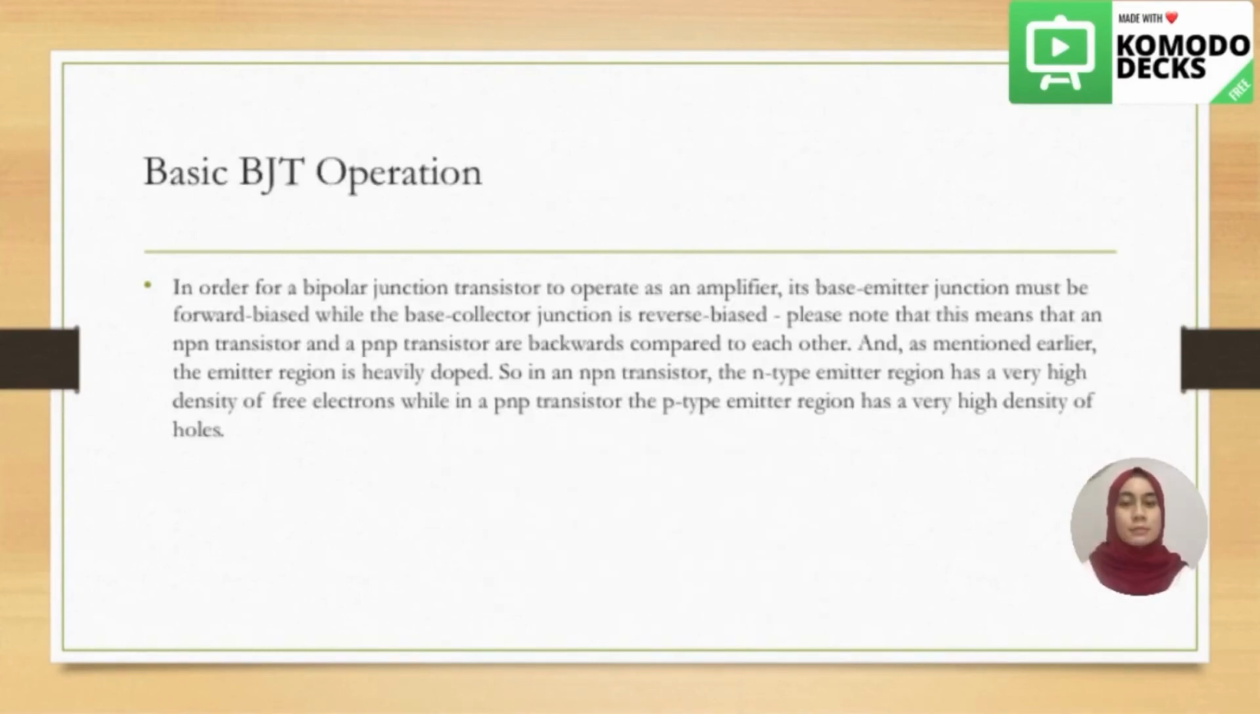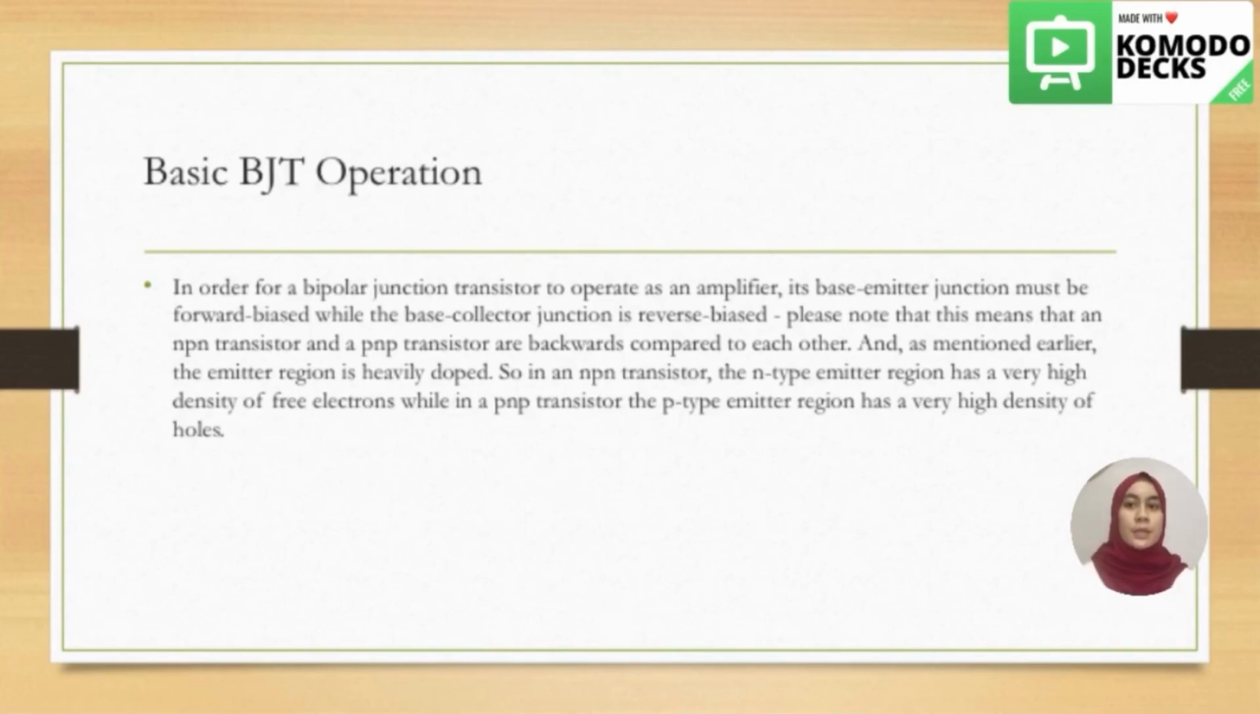Basic BJT operation. In order for a BJT to operate as an amplifier, its base-emitter junction must be forward biased, while the base-collector junction is reverse biased. This means that an NPN transistor and a PNP transistor are biased backwards compared to each other.